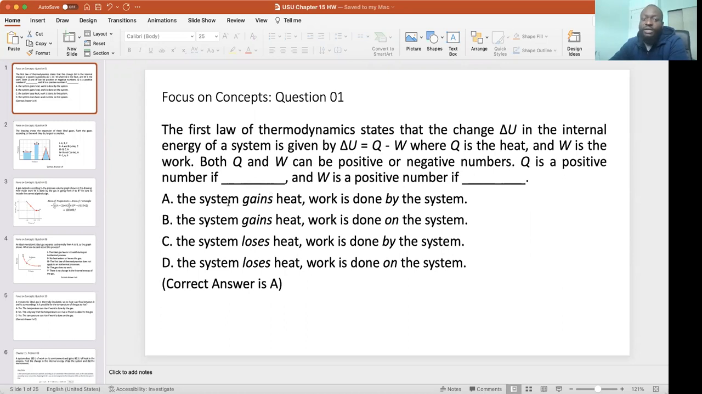Q is a positive number if the system gains heat, and W is a positive number if work is done by the system. So if the system loses heat, Q becomes negative. If work is done on the system, W becomes negative. So A is the correct answer.